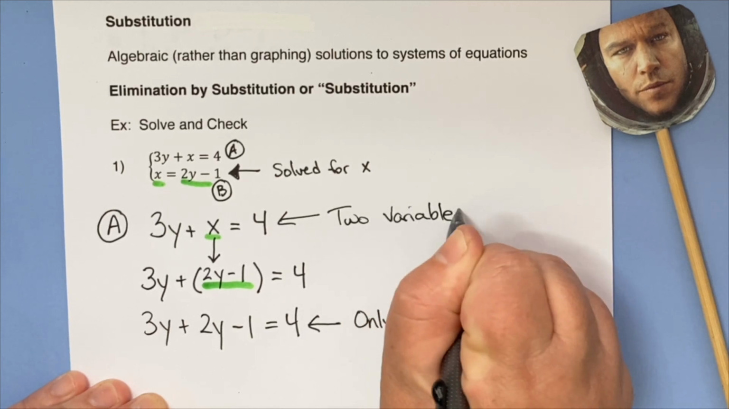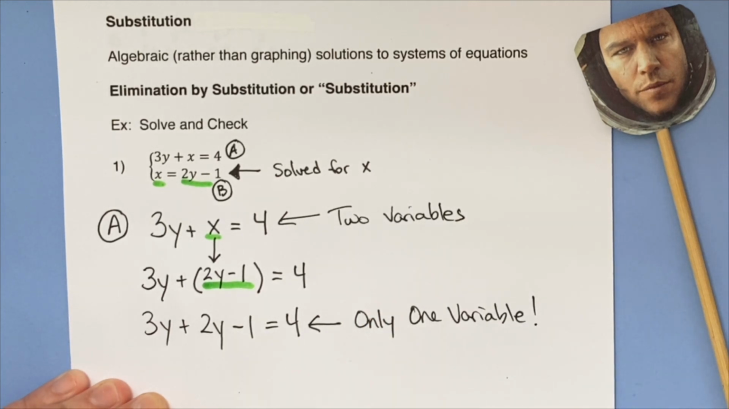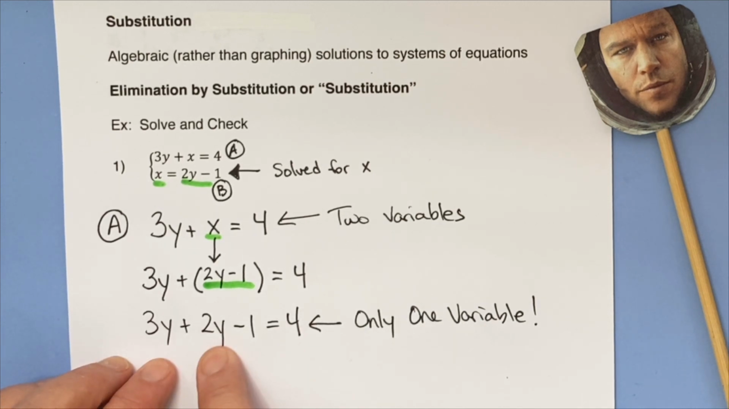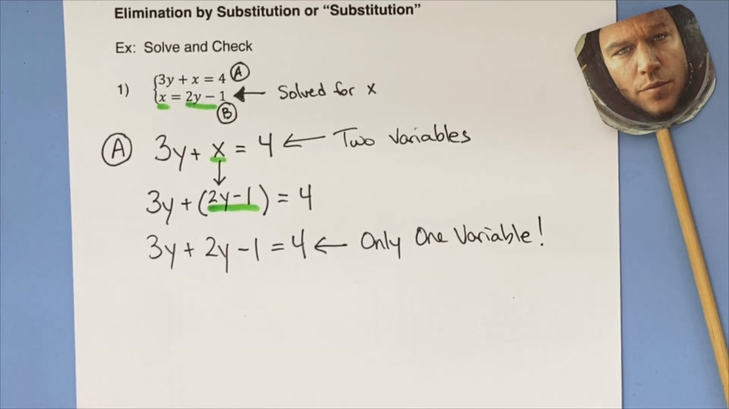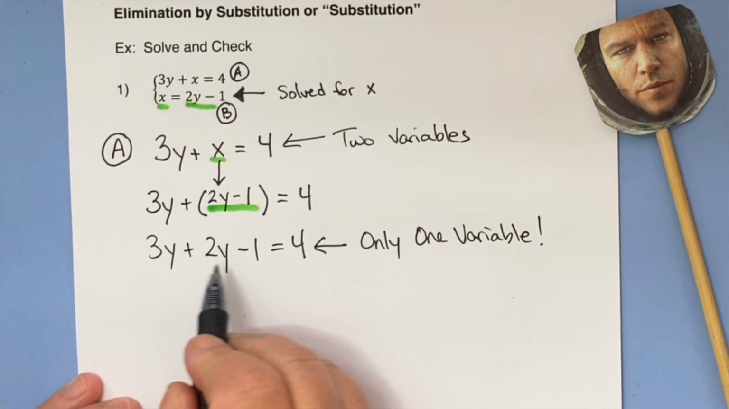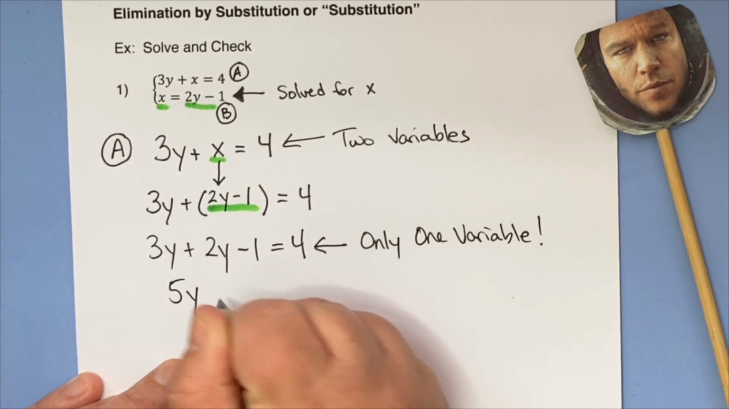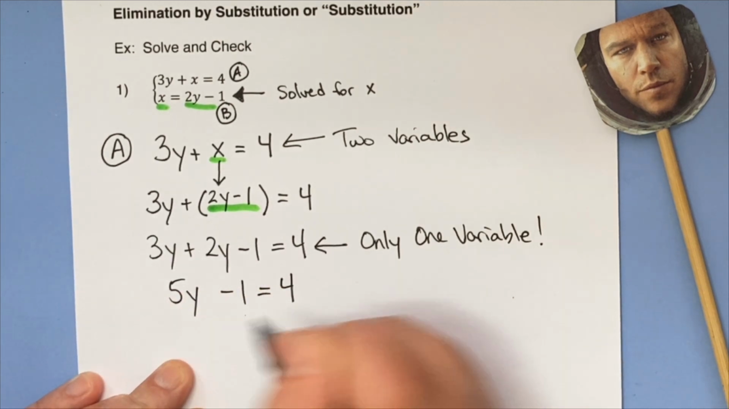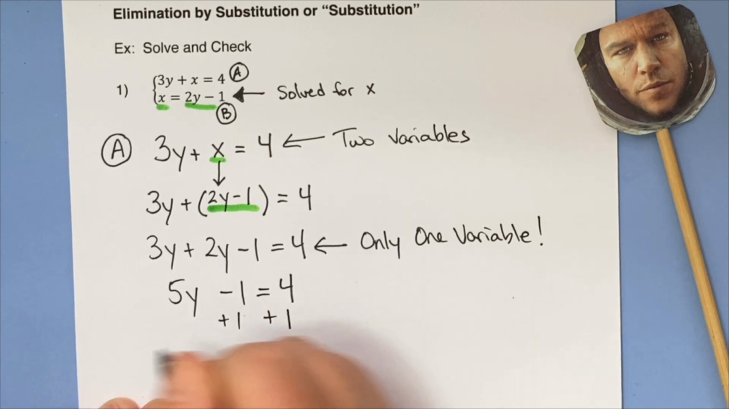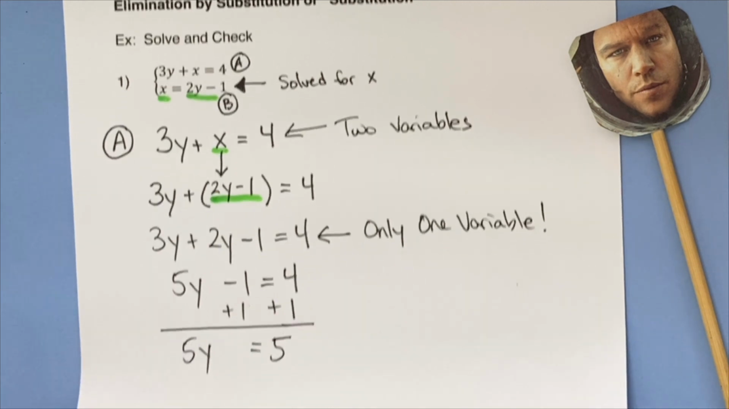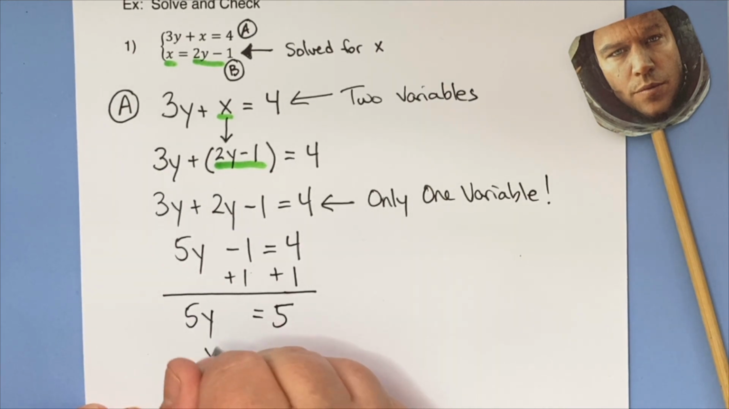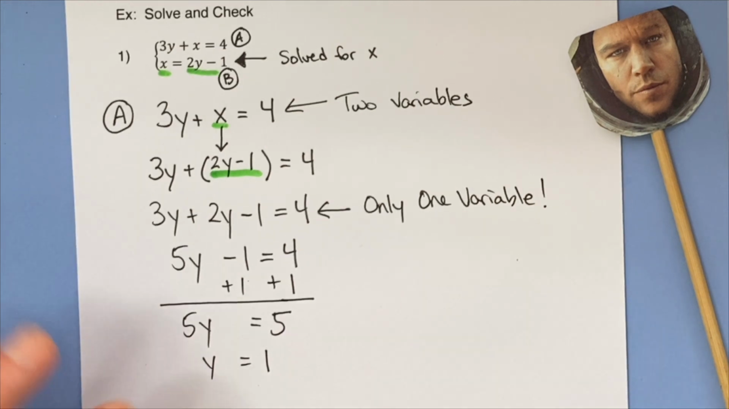And this is how this method works. We're going to substitute to get ourselves to the point where we've got just the one variable. So then we can combine like terms and basically be done. Basically. So 3y plus 2y is 5y minus 1 equals 4. Plus 1, plus 1. 5y equals 5. So y equals 1. Yay!